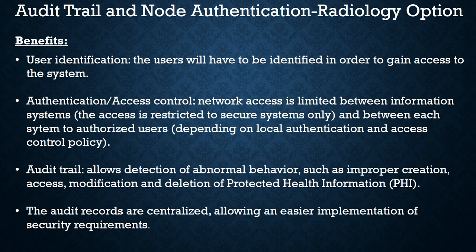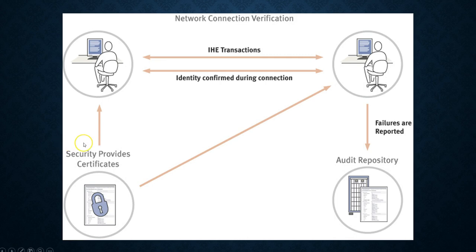You must have logs of what people do in your system, and upon request you must turn those over to the federal government. So the best way to do that is to follow the audit trail and node authentication profile. It lays out exactly what you need to do to meet all the government requirements, to meet the HIPAA law, and so you can have protected health information and stay compliant with the law. So here's an example of a login with security certificates provided, identity is confirmed during connection, the IHE transactions are monitored, and anything that fails or shouldn't happen goes into an audit repository.